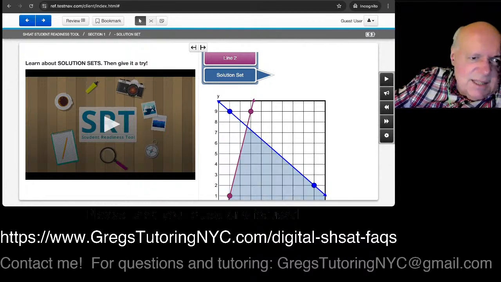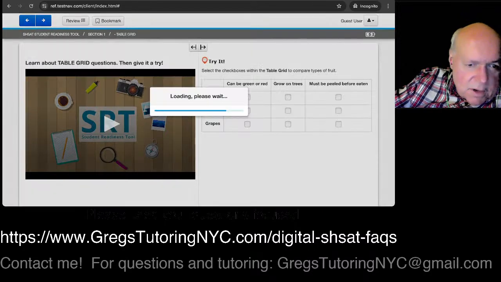So I think this is the last question type, but there was an ELA one I skipped. Notice table grid.